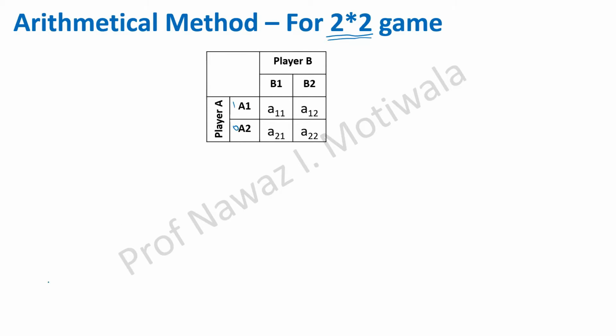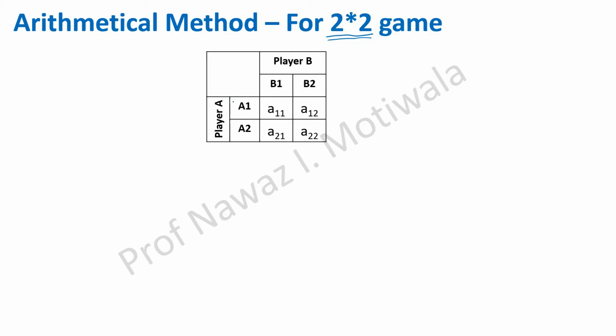Okay, but now because it is a mixed strategy, it means sometimes player A will play A1 strategy and sometimes player A will play A2 strategy. Hence it is known as a mixed strategy problem. कभी A1 चलेगा, कभी A2 चलेगा. So now we need to find out what are the chances that player A will be using strategy A1 and what are the chances player A will be choosing strategy A2.